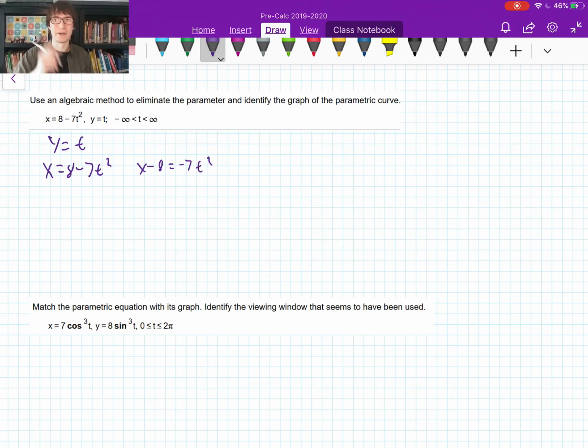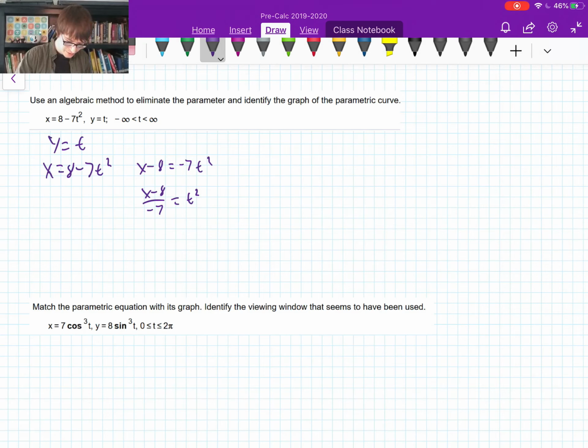And we'll divide both sides by negative 7. So we get x minus 8 over negative 7 equals t squared. Remember when we square root, and this is really important for parametric equations, we've got to have that plus and minus. Please don't forget that plus and minus. Very, very important for parametric equations. Okay, so we'll square root both sides. So plus or minus the square root of x minus 8 divided by negative 7 equals t.